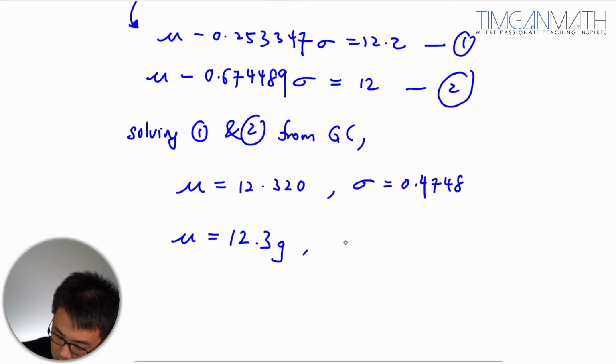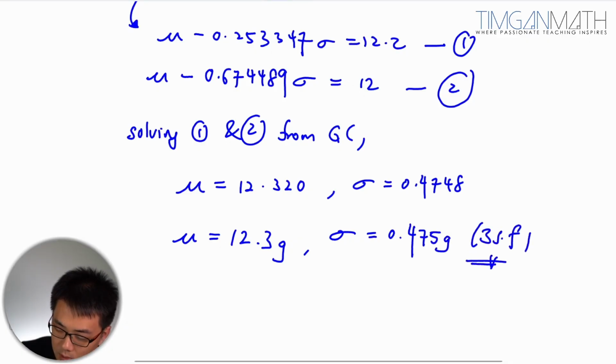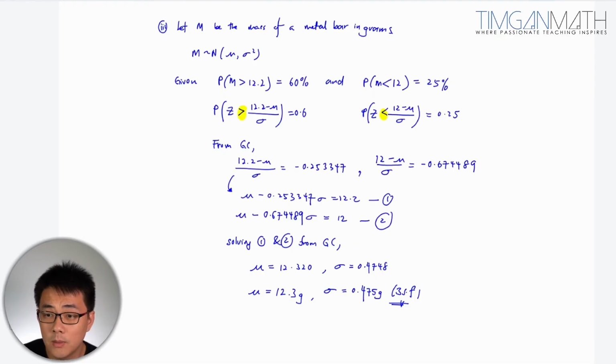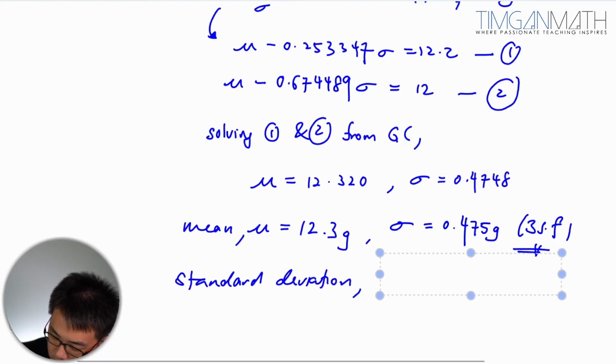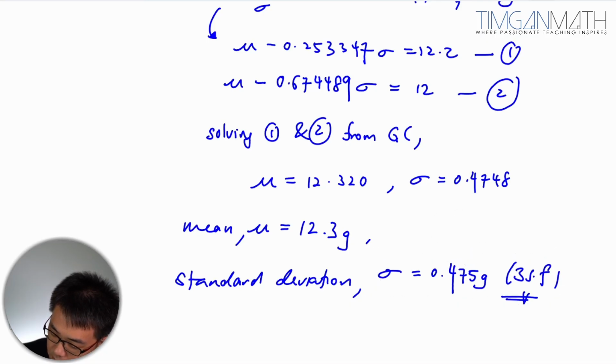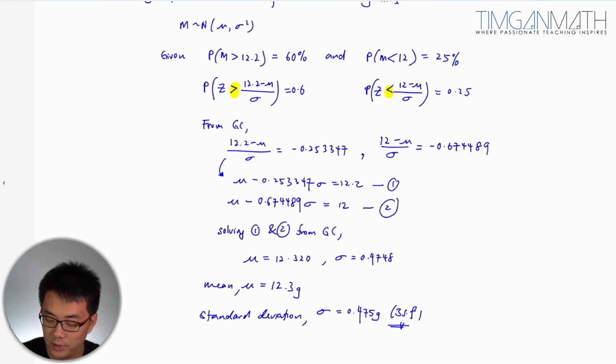12.3 grams, and sigma 0.475 grams. These are all 3 SF. Okay, so that's how we do this part here proficiently. So the mean of the metal bar, this is the mean. Standard deviation is this. Okay. Yeah, that's how we do this question proficiently.